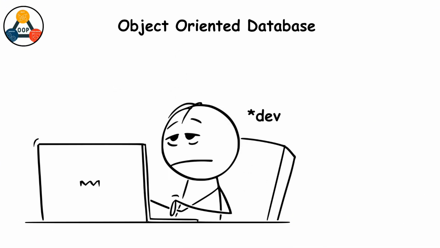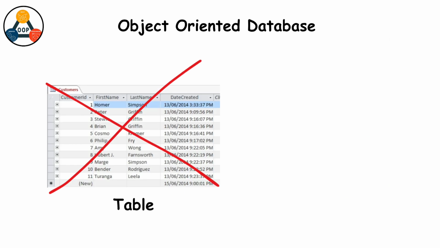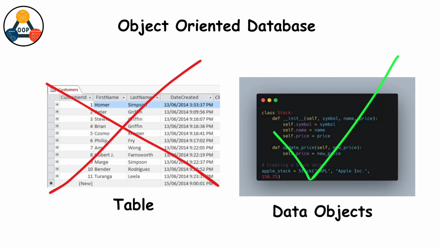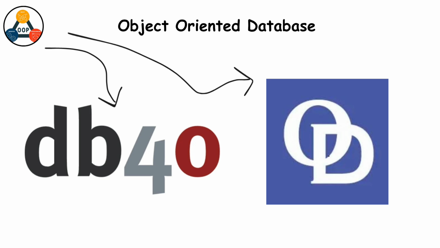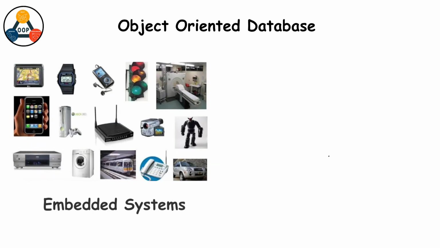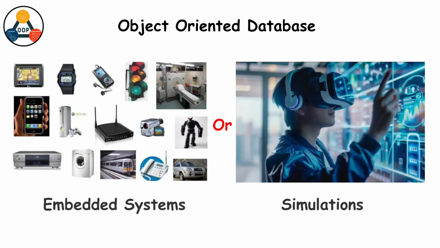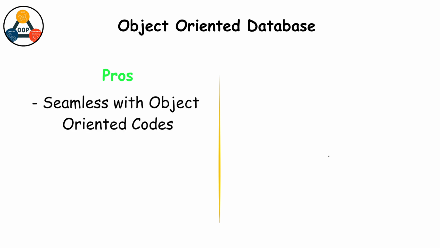Object-oriented databases. Built for programmers who love object-oriented languages like Java or Python. Instead of tables, data is stored as objects, just like in code. Example: db4o, ObjectDB. Not as popular today, but useful in embedded systems or simulations. Pros: seamless with OOP code. Cons: less flexible, niche usage.